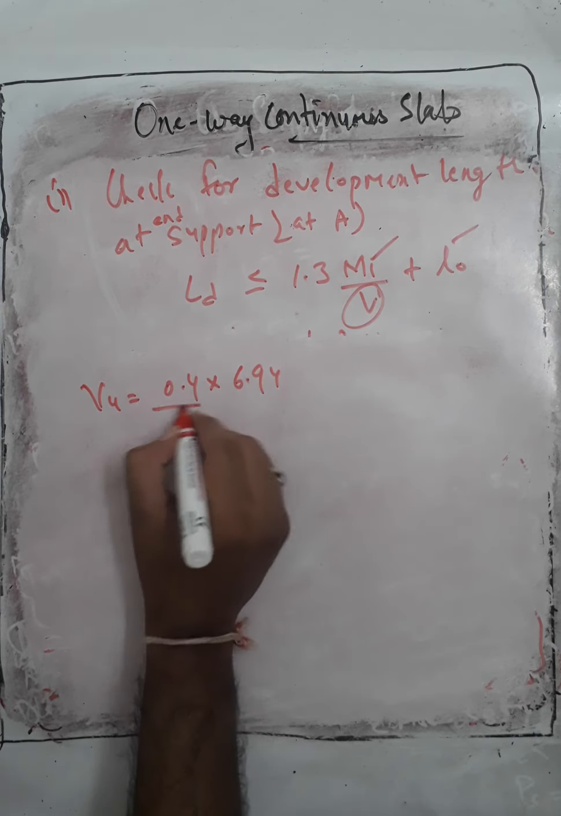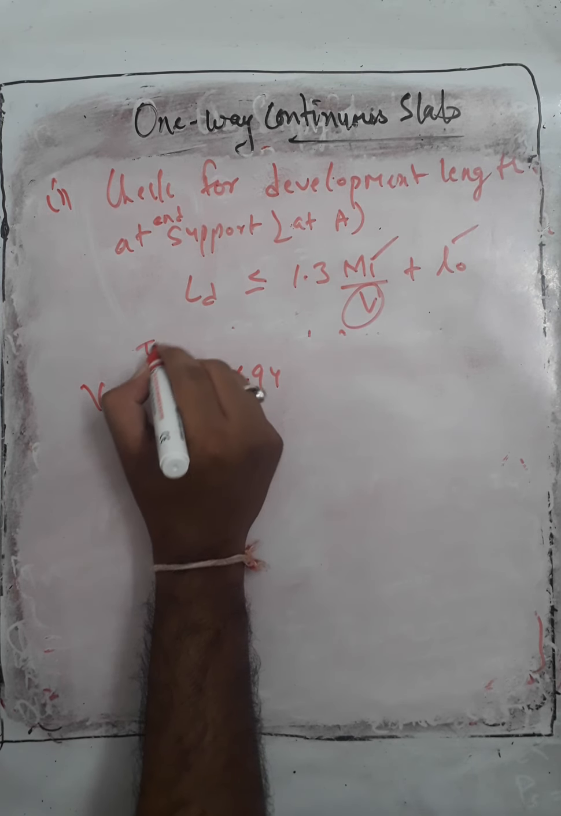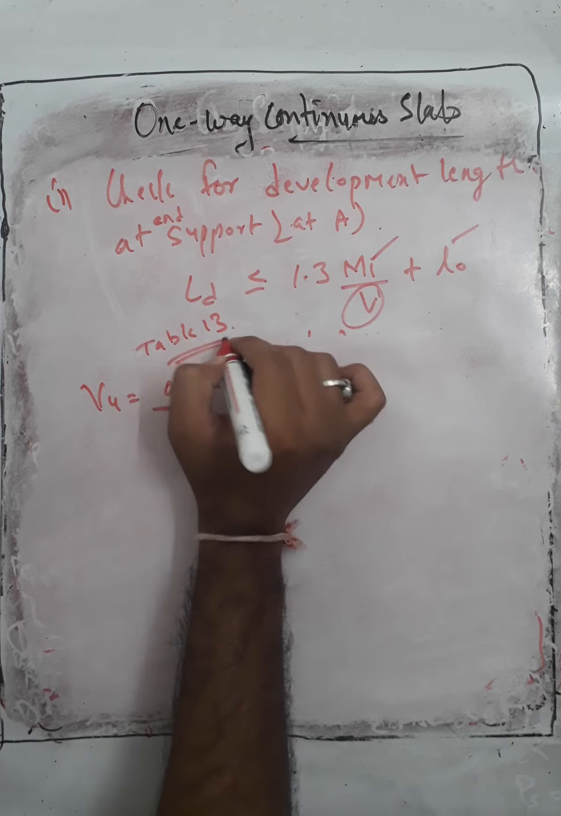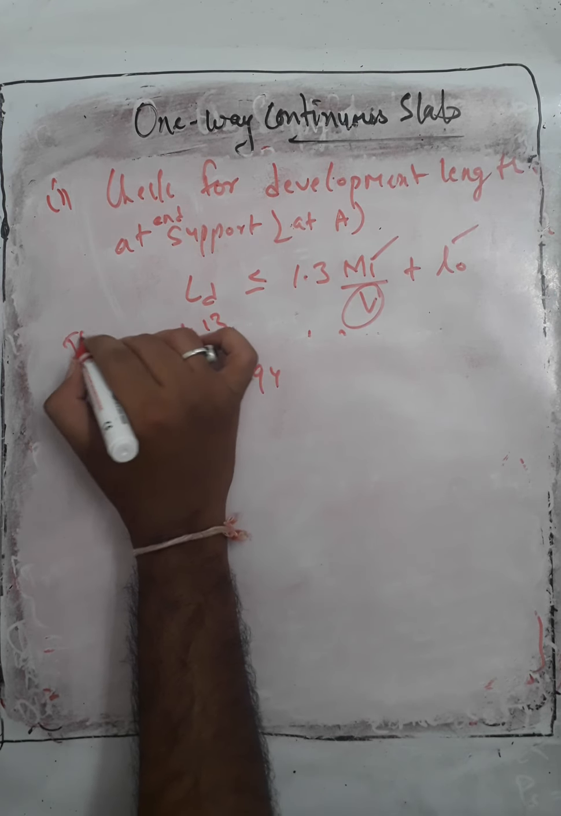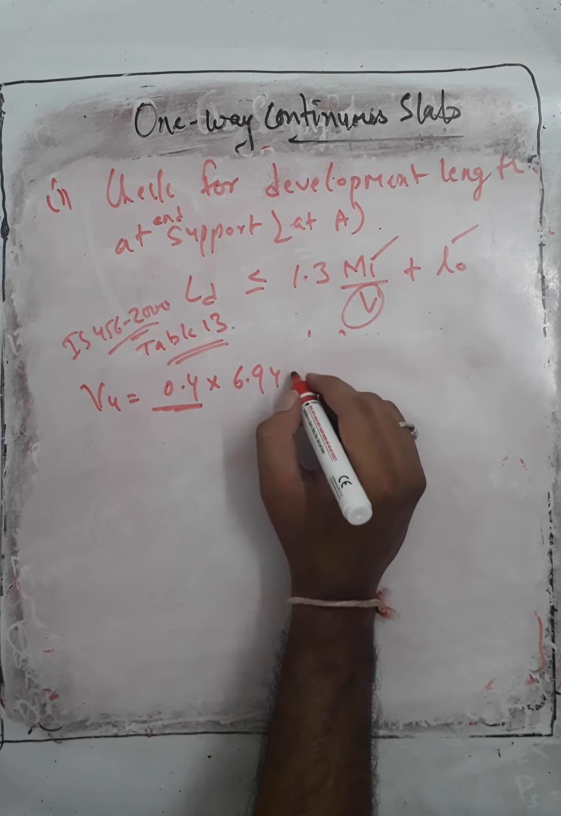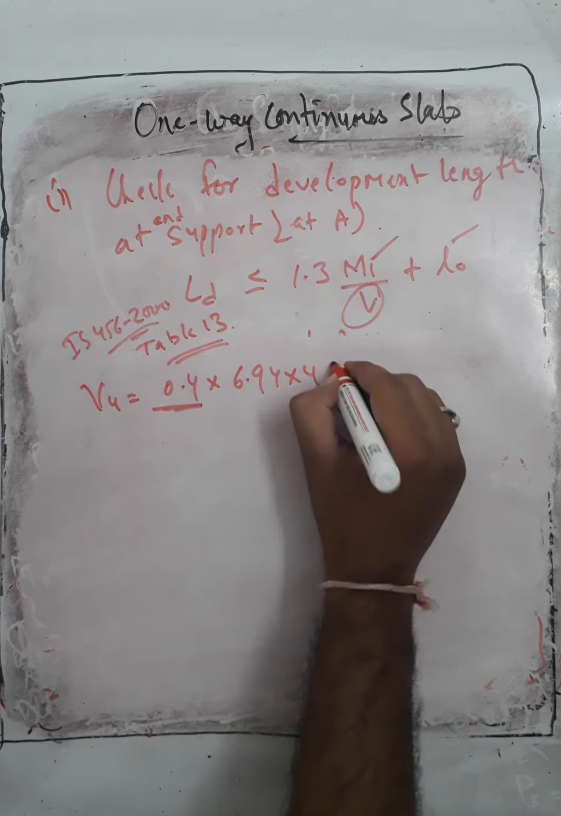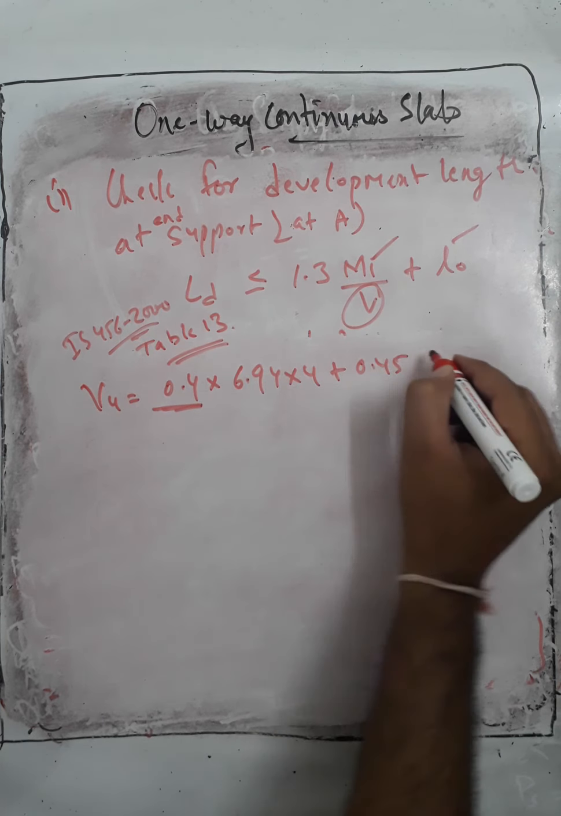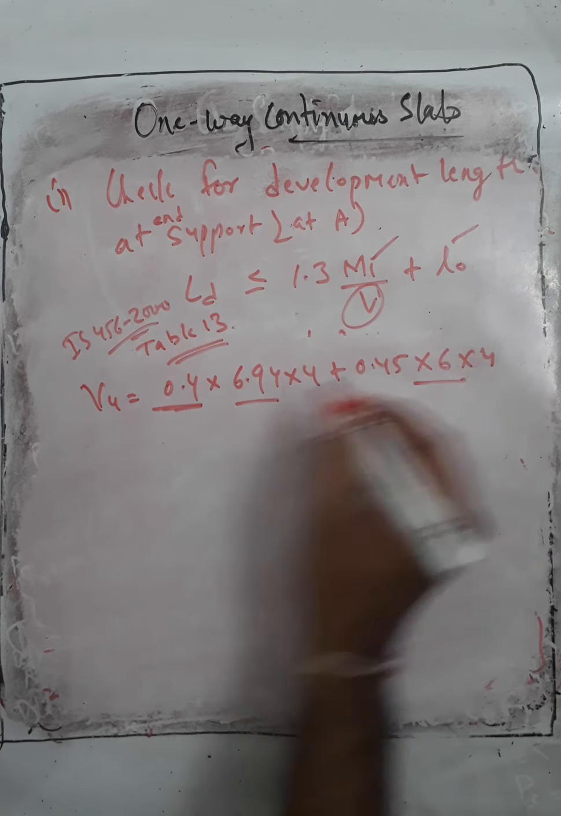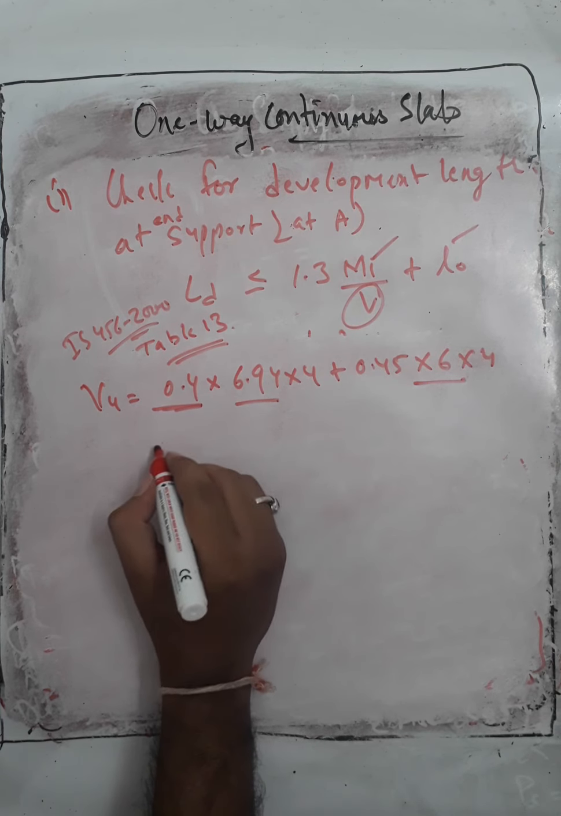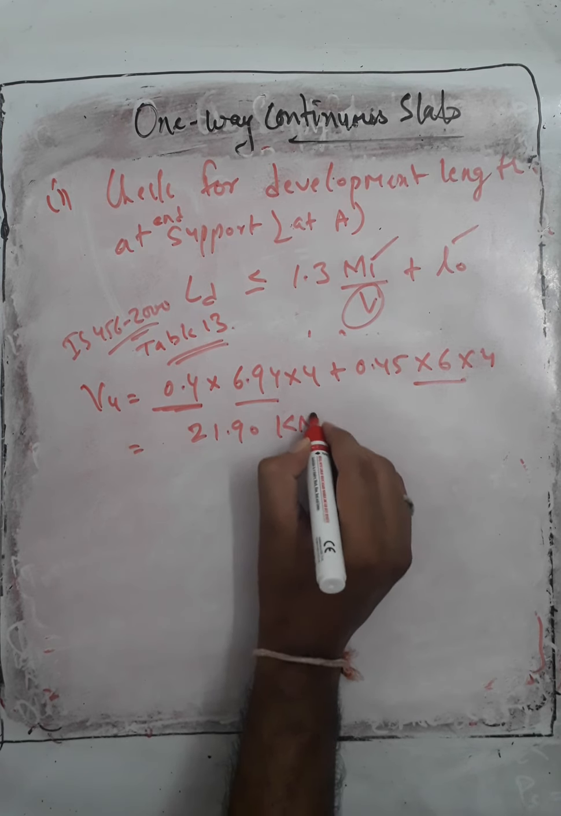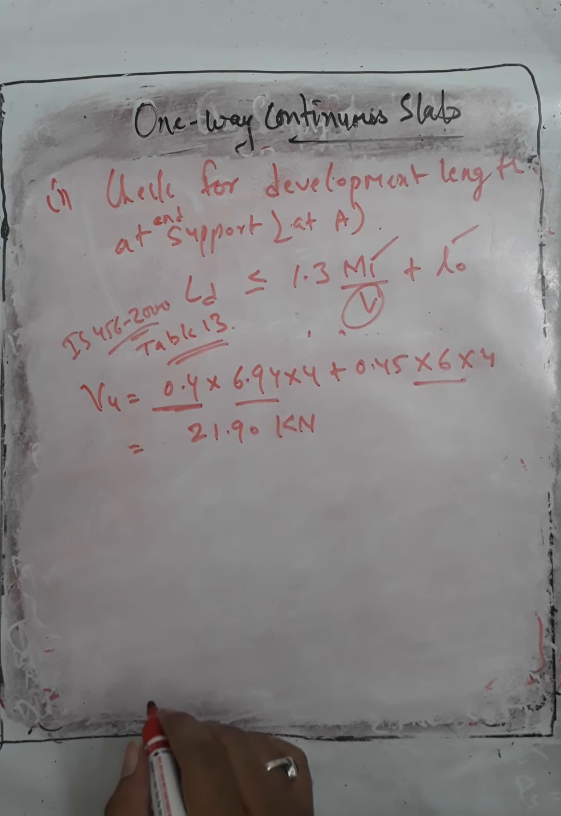6.94. Here this 0.4 value is taken from table number 13, which is given in IS 456-2000. This is the shear force coefficient. So 0.4 into 6.94 into 4 plus 0.45 into 6 into 4. This is for dead load and this is for live load. So after calculating this, you get 21.90 kilonewton as the shear force.